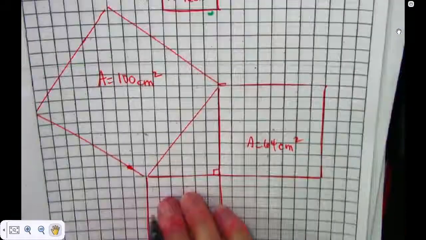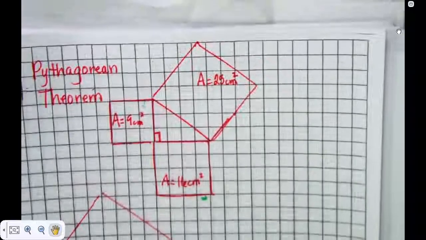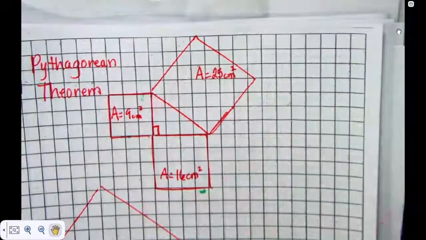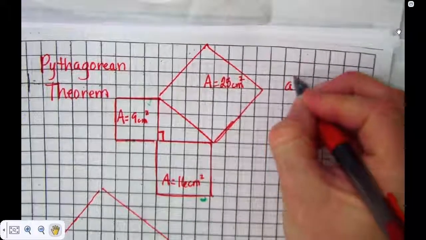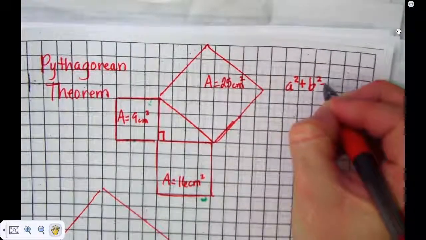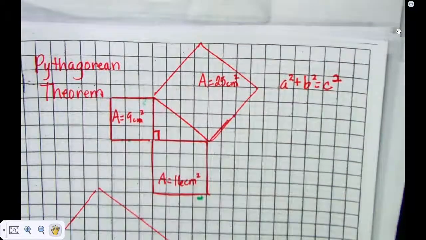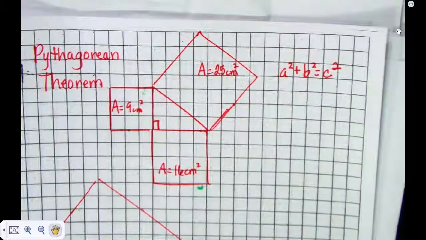Okay, let's go back up to the top one, and let's write down the theorem that Mr. Pythagoras figured out. He figured out that a squared plus b squared gave him c squared. Now, what in the world is a, b, and c? What do you think? Maddie? What are we going to substitute in for a?